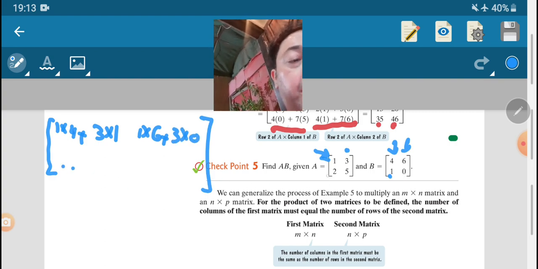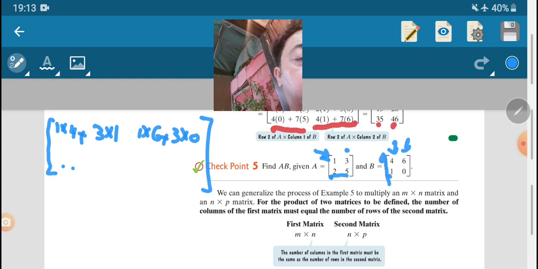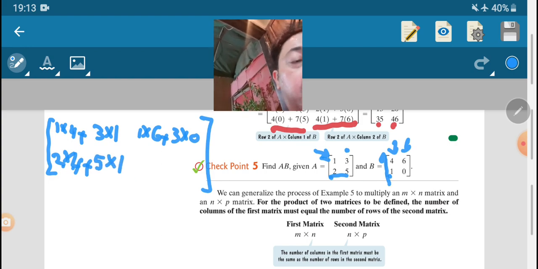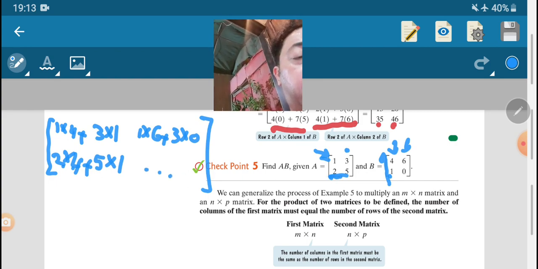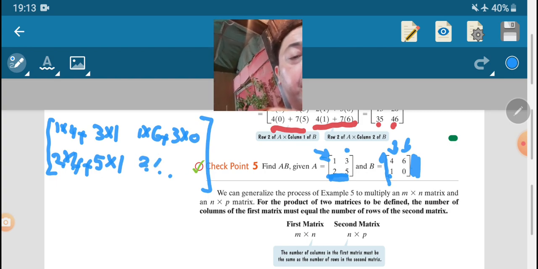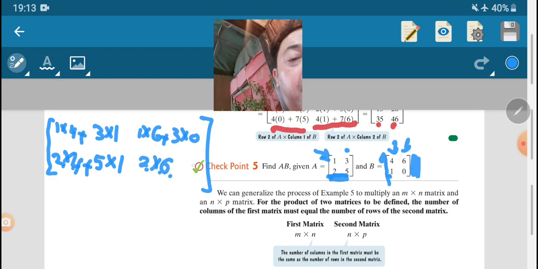For this member, second row, first column: 2 by 4 plus 5 by 1. If you want to multiply the last and obtain the last member, please multiply the second row and the second column: 2 by 6 and 5 by 0.